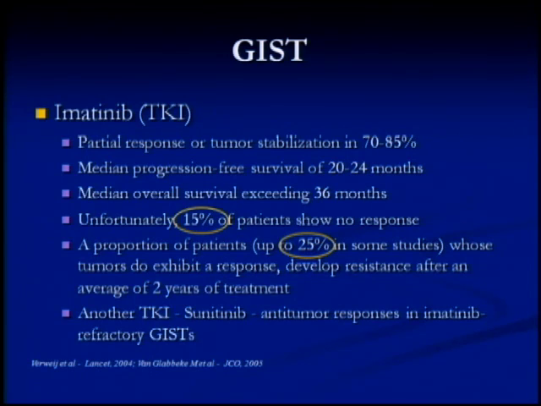Unfortunately, there are a small number of patients who do not respond to Gleevec, and another small group of patients who, after initial response, may acquire secondary resistance to Gleevec and have progression of the disease in the liver. Obviously, there are new agents, tyrosine kinase inhibitors, available which can be used in patients who develop resistance to Gleevec.